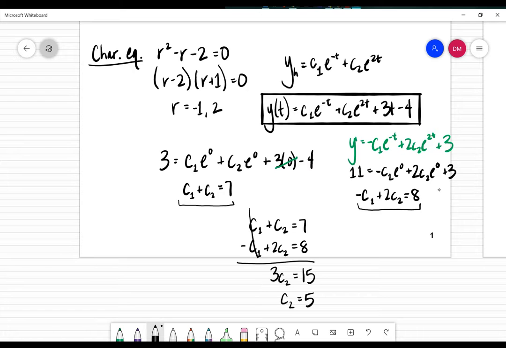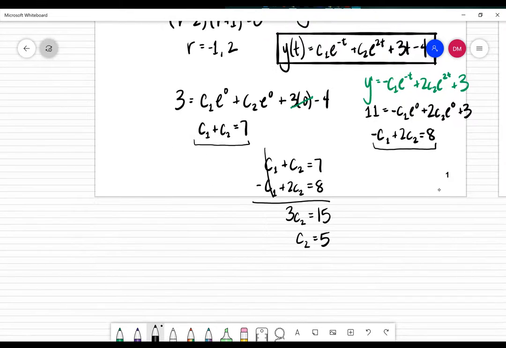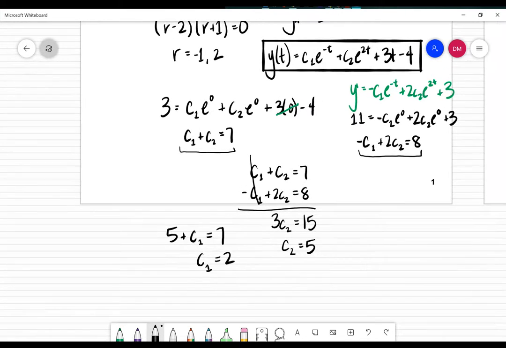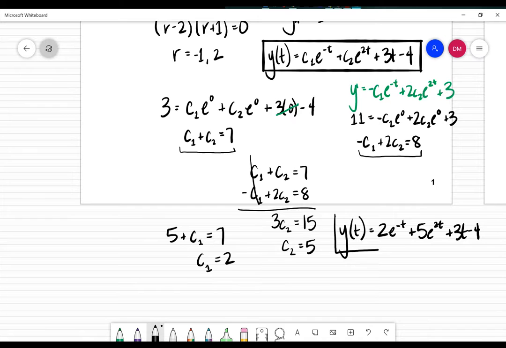And going back to my first equation over here, C1 plus C2 equals 7. That must mean that my C2 is equal to 2. All right, or I wrote something wrong there. I plugged that in for C1 instead of C2. So let me fix that real quick here. So C1 should be equal to 2. Okay, so my full solution here for y of t is going to be 2e to the negative t plus 5e to the 2t plus 3t minus 4. So that's my actual full particular solution right there.